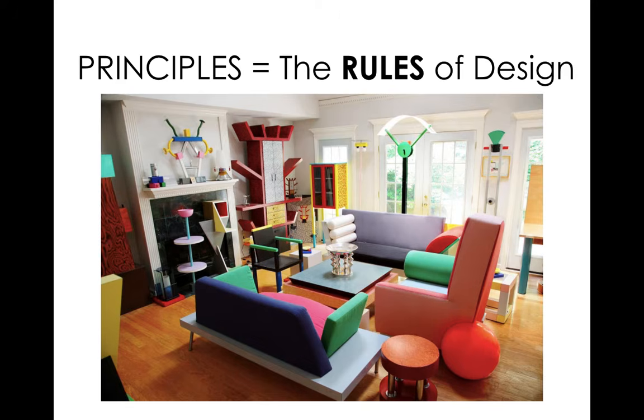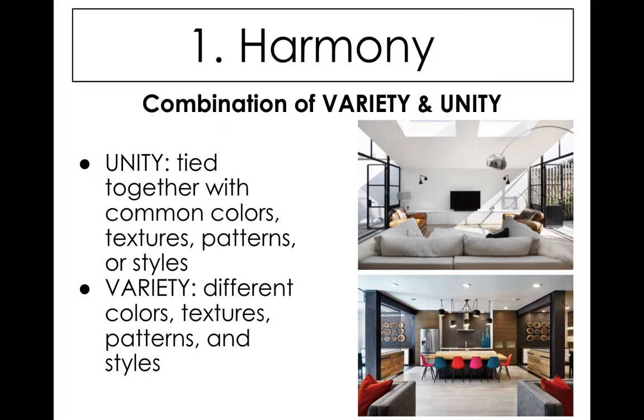And as you can see in this picture, sometimes there are rules that just shouldn't be broken. There's a lot happening in this room. So let's talk about what some of these principles are and what they mean. The first one that we have is harmony. So harmony is a combination of variety and unity.